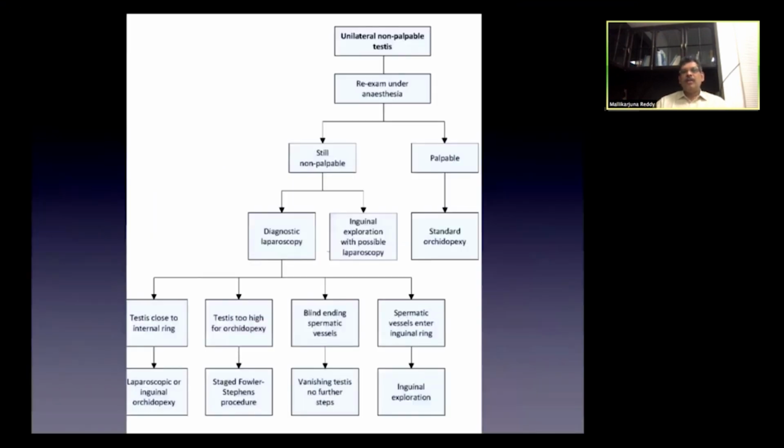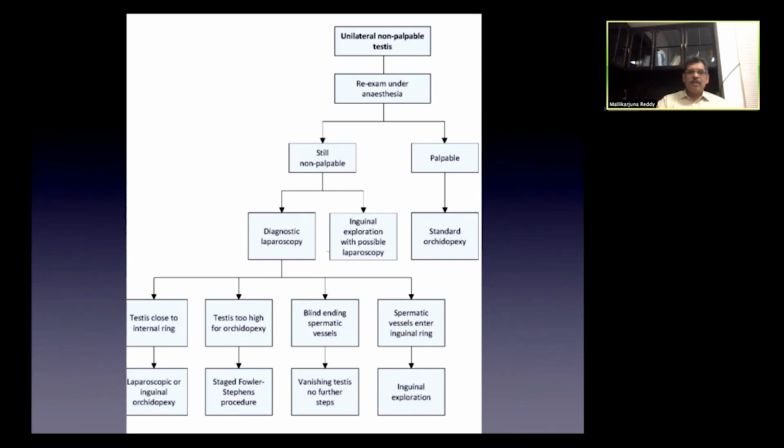For the unilateral non-palpable testis, the most important thing is to re-examine under anesthesia. If palpable, go ahead and do a standard orchiopexy. If non-palpable, diagnostic laparoscopy versus inguinal exploration is still agreeable, but a diagnostic laparoscopy would actually give you the vasculature and the presence of the testis. Subsequently, you can continue doing a laparoscopic orchiopexy, single stage or 2 stage, or you can shift over and do an open orchiopexy.